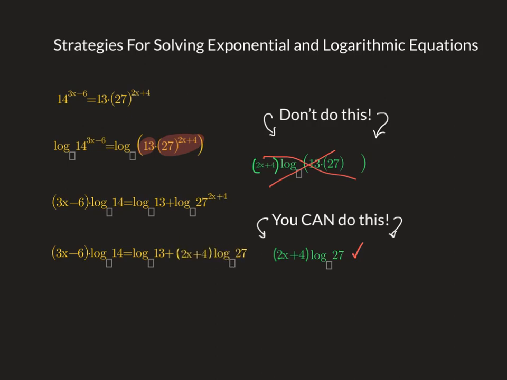So we're going to use some basic algebra skills here. So we're going to say the next line is going to be 3x times log 14, minus 6 times log 14, that's distributing, is equal to log of 13 plus, we distribute again, 2x times log 27 plus 4 times log 27.